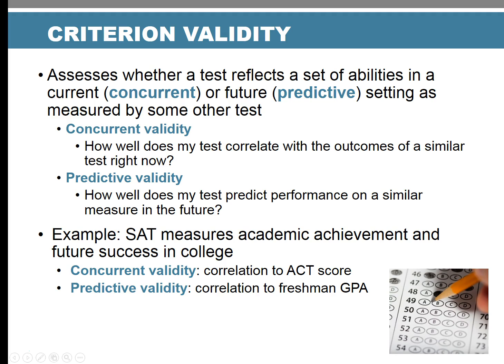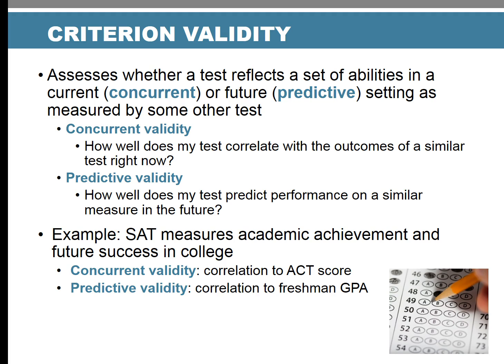Criterion validity assesses whether a test reflects a set of abilities in a current or future setting. We can have concurrent validity, which is looking at current measures. So this is looking at how well my test correlates with outcomes of a similar test right now. And we have predictive validity, which is looking at how well my test predicts performance on a similar measure in the future. So the keywords here are concurrent and predictive.